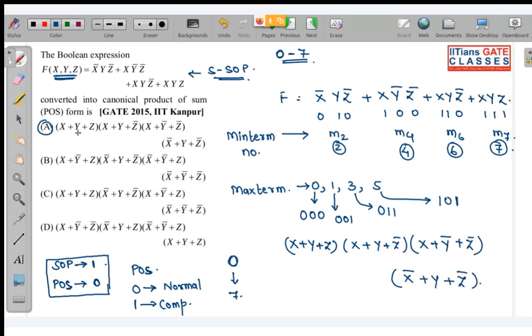So check: x plus y plus z, x plus y plus z complement, x plus y complement plus z complement, x complement plus y plus z. So option A is your correct answer. Very good, Shruti. Option A is your correct option.